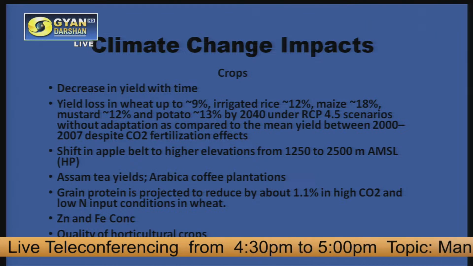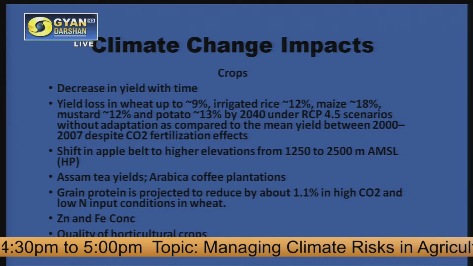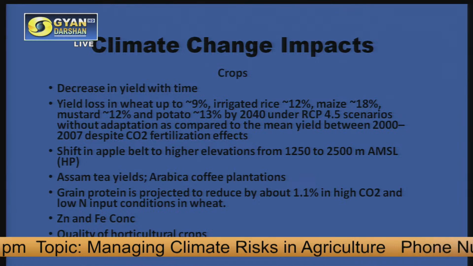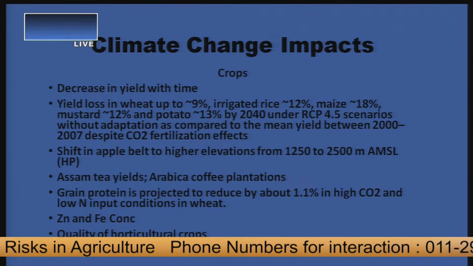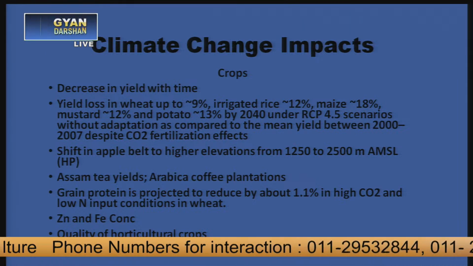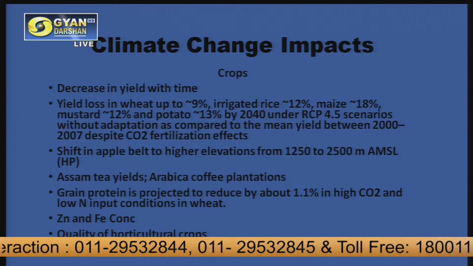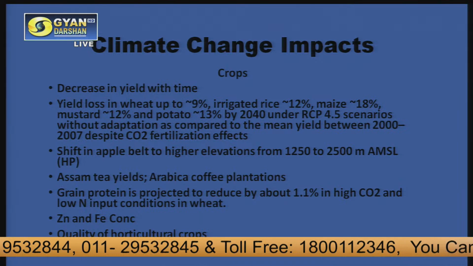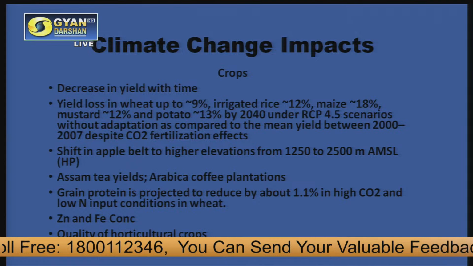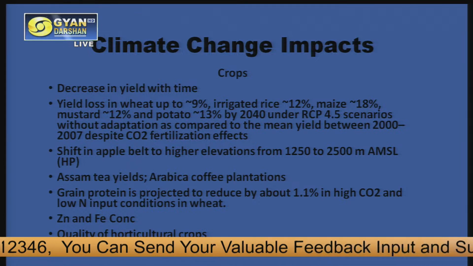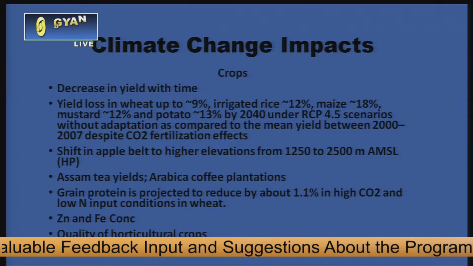And a very obvious thing that we are observing in the recent past is that the altitude of the apple belt in Himachal Pradesh and Kashmir has been increasing. The apple belt has been found at higher altitudes, around 2500 meters above mean sea level. Because the climatic condition is different, that can have a drastic effect on apple production, and on horticulture crops.